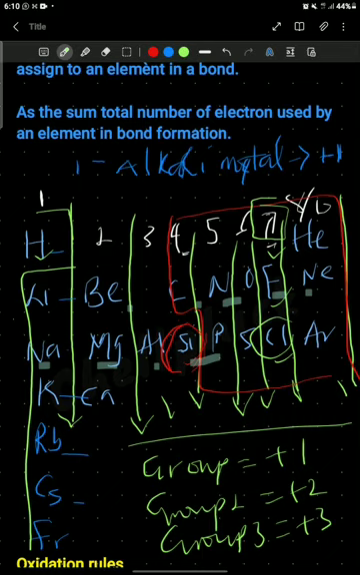So for all group 1, they are plus 1. For all group 2, they are plus 2. For all group 3, they are plus 3. Please, these are oxidation rules. Rules are meant to be followed, not to be broken. I repeat, rules are meant to be followed, not to be broken. So if you want to arrive at a good answer like any scholar, just know that the oxidation number of any group 1 is plus 1, and for any group 2 is plus 2.